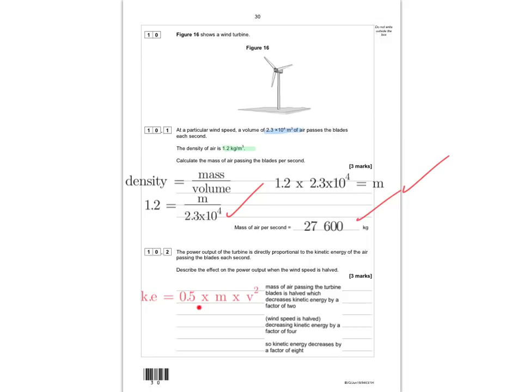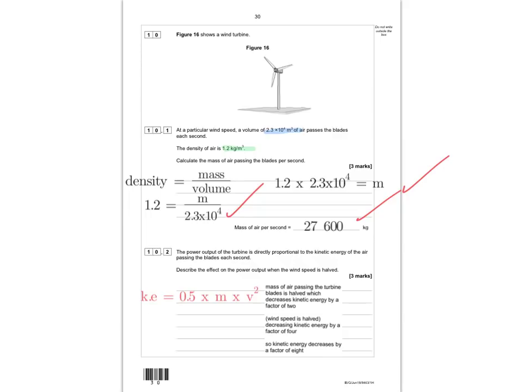Kinetic energy is equal to 0.5 times mass times velocity squared. If the wind speed is halved, then the mass is going to decrease by 2, so it's going to halve, which will halve the kinetic energy. But also, if the wind speed is halved, then velocity will halve, and your kinetic energy will then decrease by a quarter. So your kinetic energy is decreasing by a quarter due to the lower wind speed, but also because the wind speed is less, there's less mass passing the wind turbine, which means it'll also decrease by a further half. So you've got a half multiplied by a quarter, which gets us that the kinetic energy would decrease by 1/8. And that would be the impact on the power.